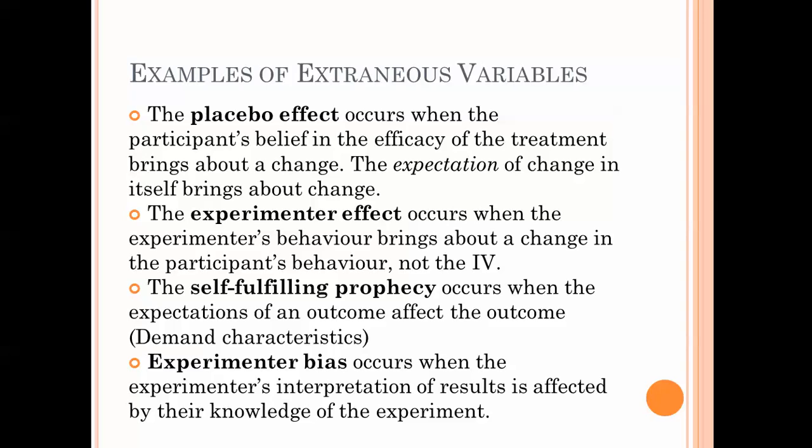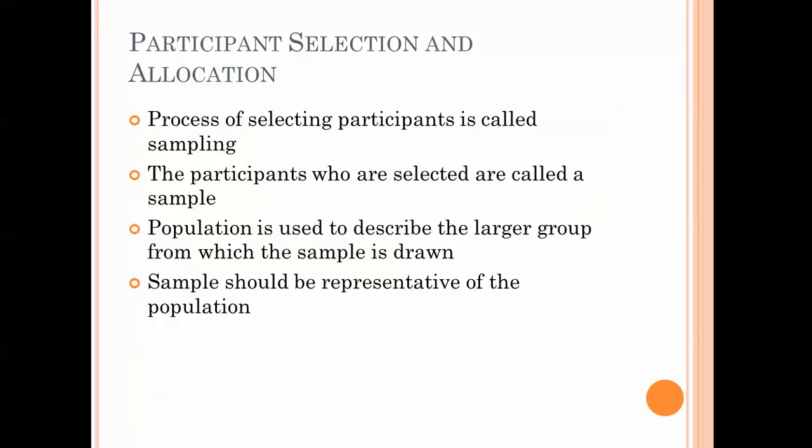Okay, please make sure that you know how we actually select participants for research. This is called sampling, and we know that participants are called the sample, and the population is the larger group of interest, and we know that our sample should be representative of our population. We know that there are 3 different types of sampling: convenient sampling, random sampling, and stratified sampling, and please ensure that you know the difference between them.